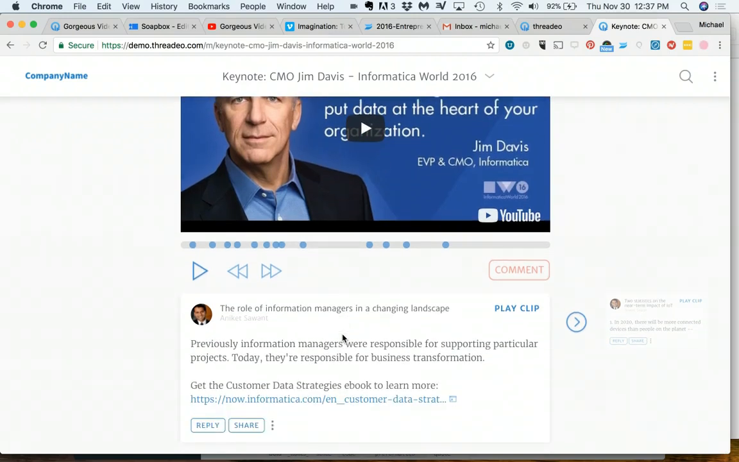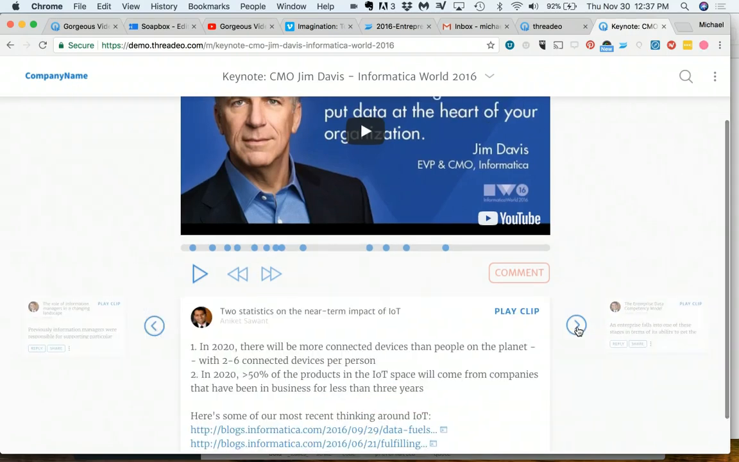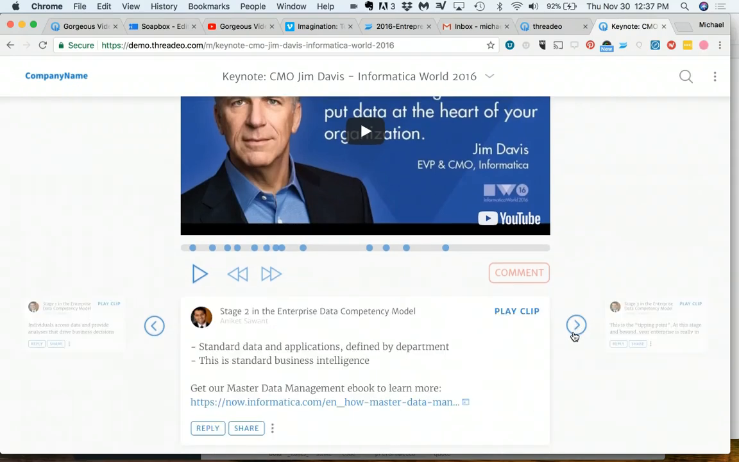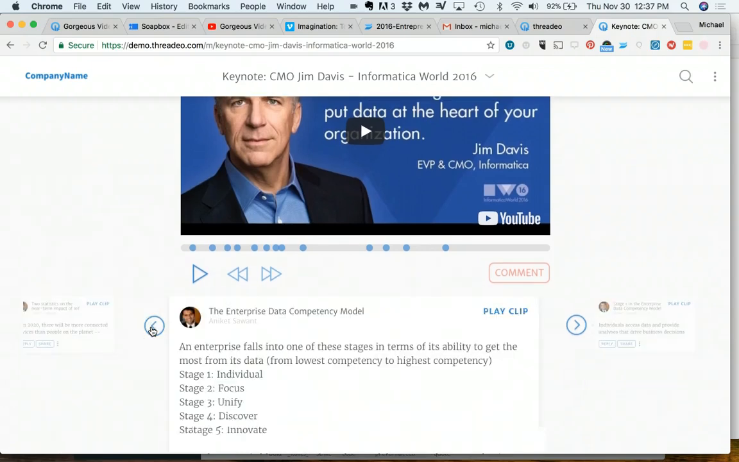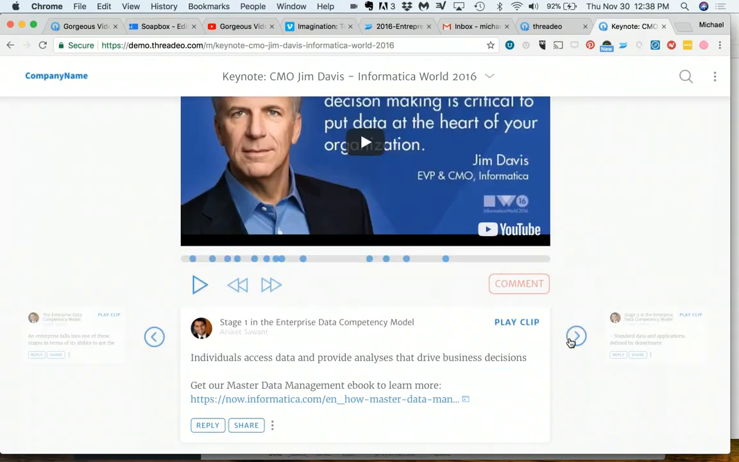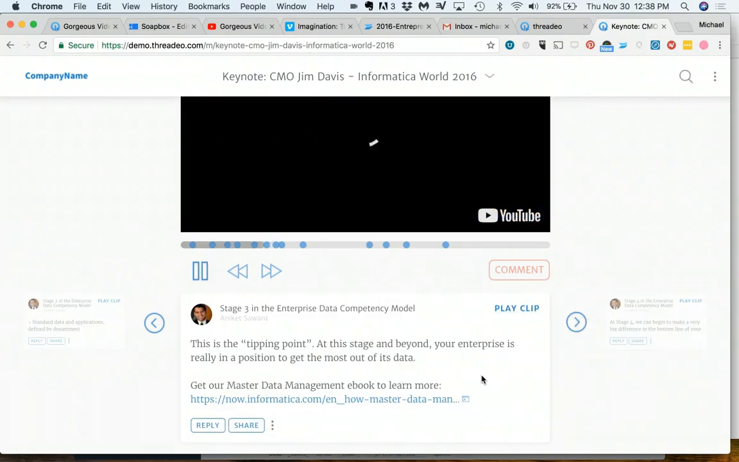In this case, my co-founder Anikit watched this video and highlighted the key spots within the video that he thought were really interesting that we should discuss. And what he found was, let's say this spot here, well, this is kind of interesting. This is the enterprise data competency model. Now, I would have had to watch this whole video to get to this, but since he did all the annotations, I can just flip through it and see which stage I'm interested in. Oh, I like this stage, so I can play that clip immediately.